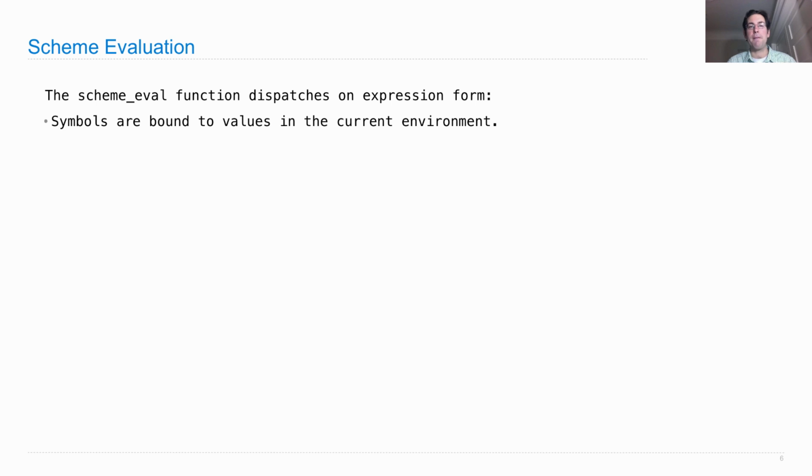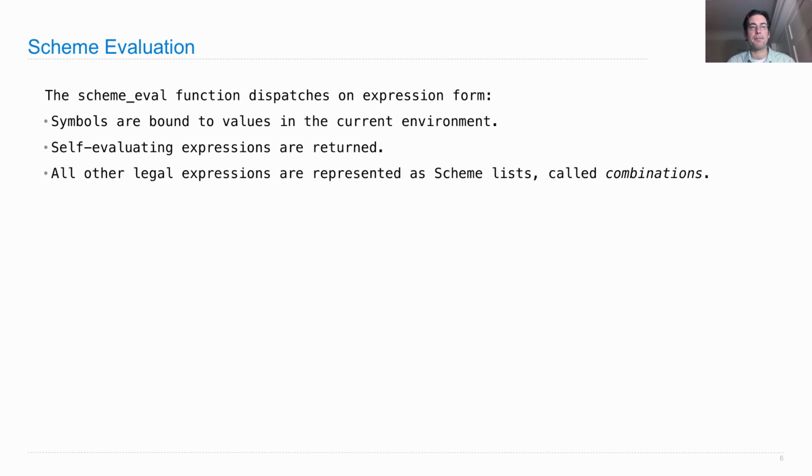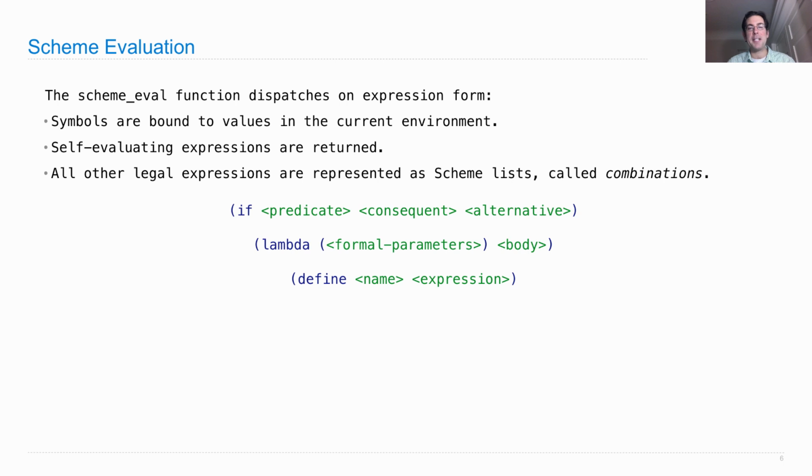Symbols are bound to values in the current environment. Self-evaluating expressions are returned. Those are things like numbers and the empty list. Everything else is going to be a Scheme list, called a combination. We call it a combination just to say that it's a well-formed Scheme list that's part of some Scheme source code. Some examples are the if expression, the lambda expression, the define expression, and just a regular old call expression.